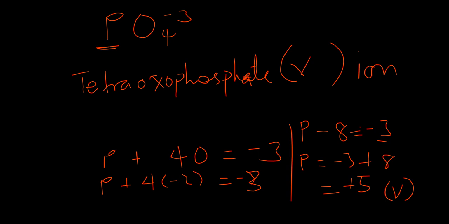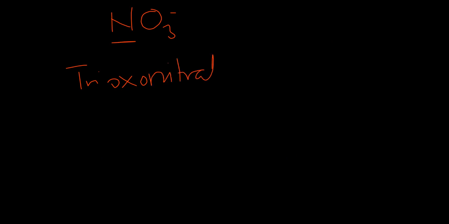Let's look at another example. So we'll be looking at NO3 -. So how many oxygens do we have in this ion? It's 3. So that will be trioxo. But it's a what? It's a nitrate. So trioxonitrate. Then we bring our parenthesis. We'll calculate the oxidation number and put it into the parenthesis. But it's an ion, so put an ion here.